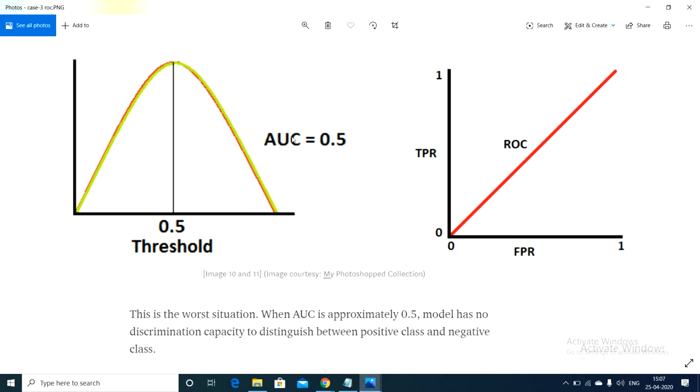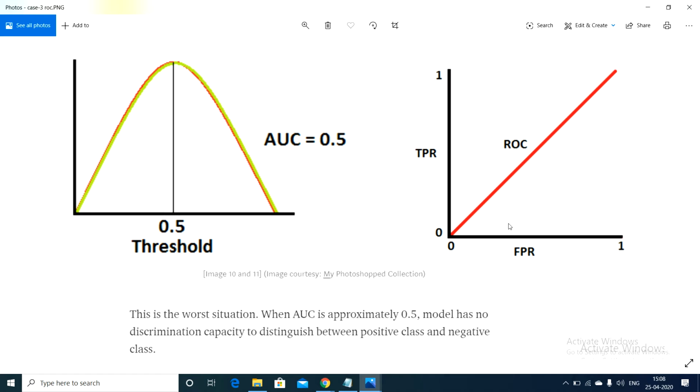In the sense that in 100 samples, only 50 cases are predicted correctly, and the remaining 50 cases are not predicted correctly. So in that situation, the ROC curve will be like this. It is a straight line that is passing through the origin. When AUC is approximately 0.5, the model has no discrimination capacity to distinguish between positive cases and negative cases. That is the reason why the model is predicting wrongly. In that scenario, the ROC curve will exactly pass through the origin.